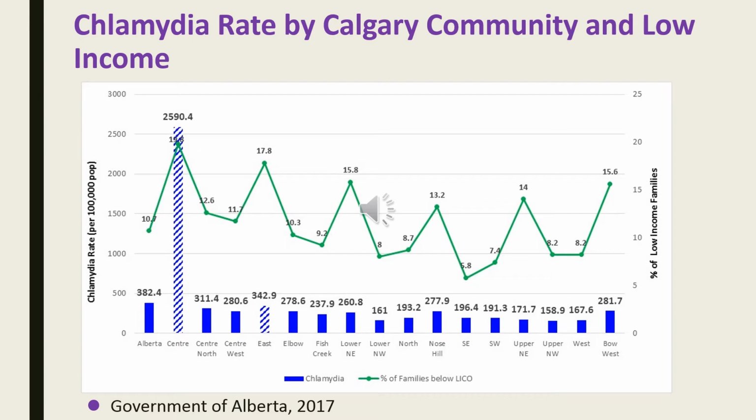Here is a similar type of graph. For this graph, I looked at the chlamydia rates in each Calgary sub-community and plotted the rates against the percentages of families considered to be low income. In terms of chlamydia rates, those are recorded per 100,000 population. Once again, you can see that the chlamydia rates are highest in the two communities that had the highest percentages of low-income families. I think the community that is the most staggering is the center community, where you can see that the chlamydia rate was 2,590.4 per 100,000 population, and the percentage of families considered to be lower income is around 19%.